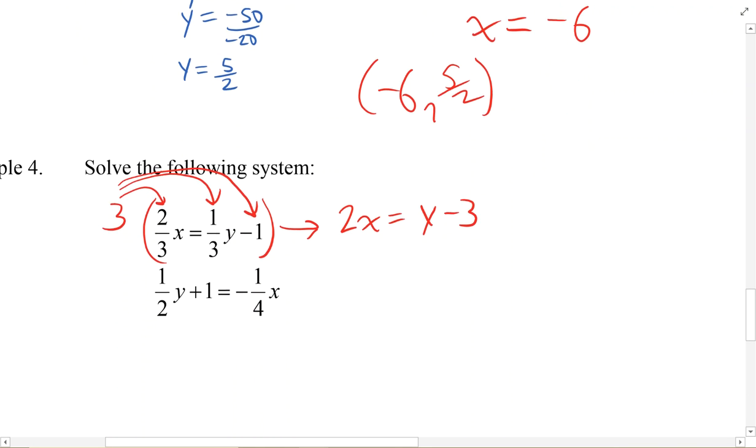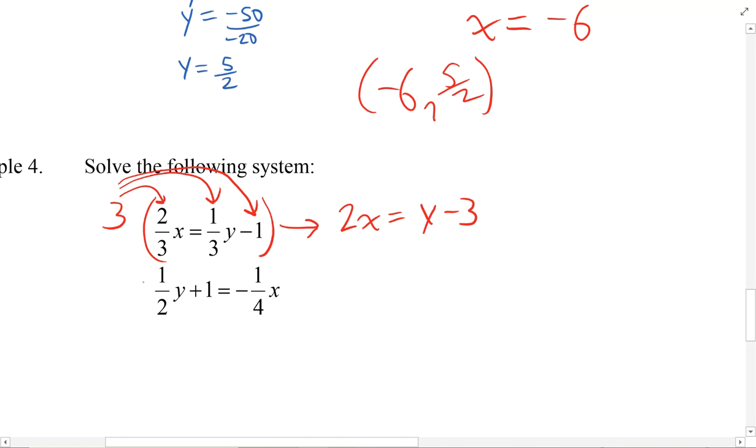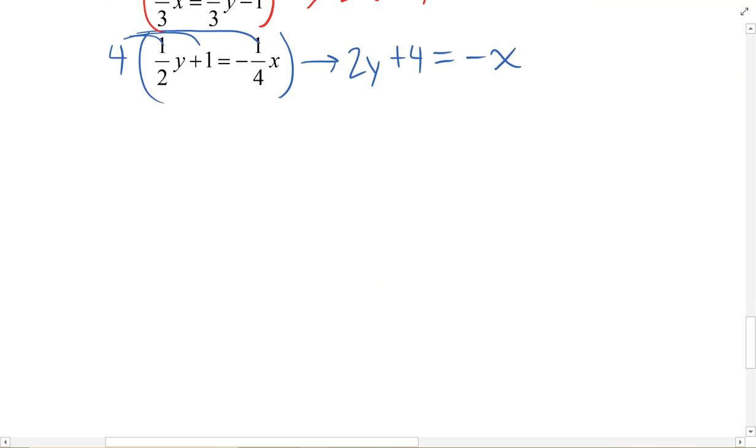Okay. What about the bottom one? Would 2 work? Yes. And it wouldn't because of the 4. It wouldn't be big enough. So 8 would work. Would 8 work? Absolutely. With 2 and 4, 8 would work. But what's the better one? 4. Because 4 gets rid of them both. It's a little bit lower than 8. So multiply into all the terms. And you're going to get 2y plus 4 equals negative 1x. Okay. So then you could go and solve.